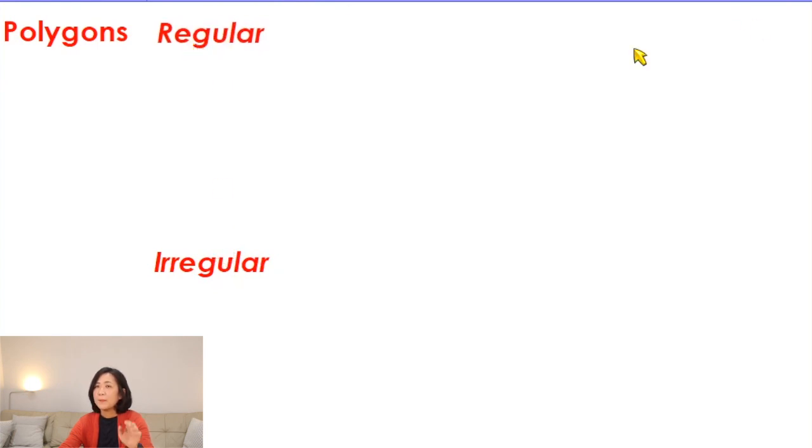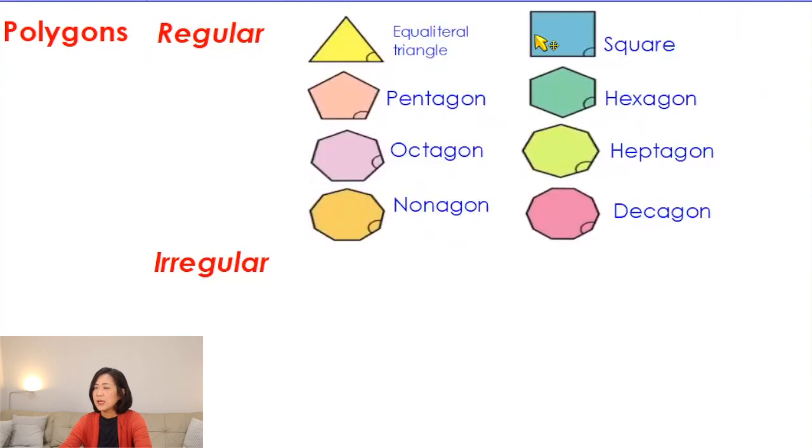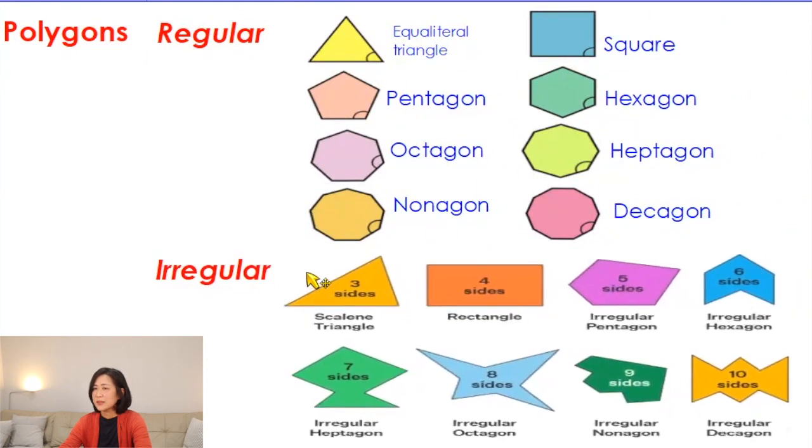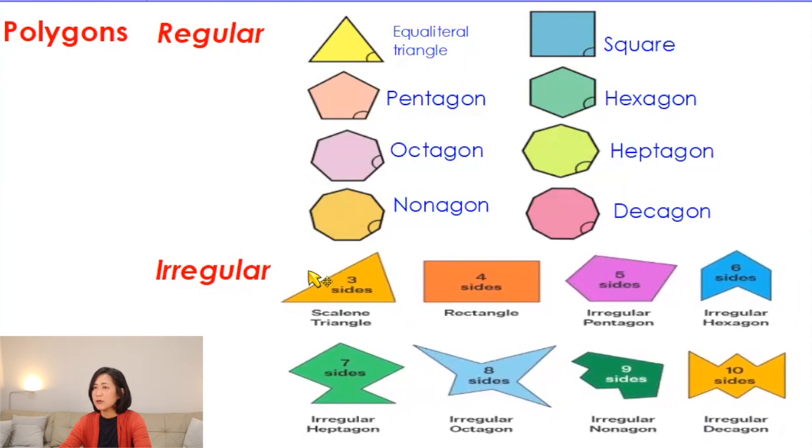So a polygon is called regular if it has equal sides and equal angles. So now let me show you the regular polygons. Have a look at these shapes. They've got all same size and they've got all same angles, right? Now let's have a look at the irregular polygons. Irregular polygons don't have all equal sides and angles, so their shapes are very different. These are the examples of irregular polygons.